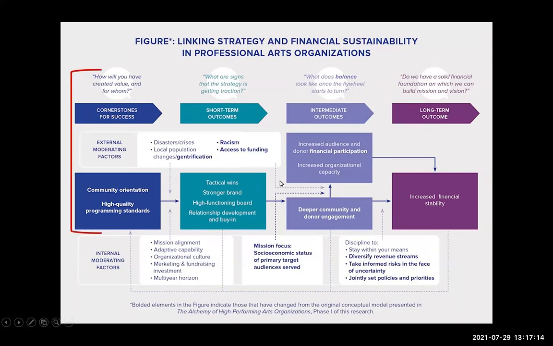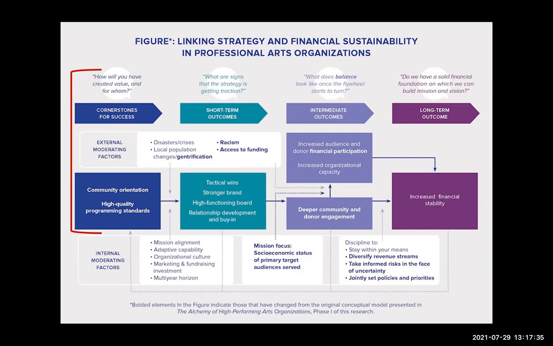So the cornerstones for success identified by the organizations in the study, and remember, these are organizations who have very high KIPI scores, actually had nothing to do with data or even with finances at all. The leaders we talked to said that the most important elements of their success, where it kind of started, were community orientation and high quality programming standards.